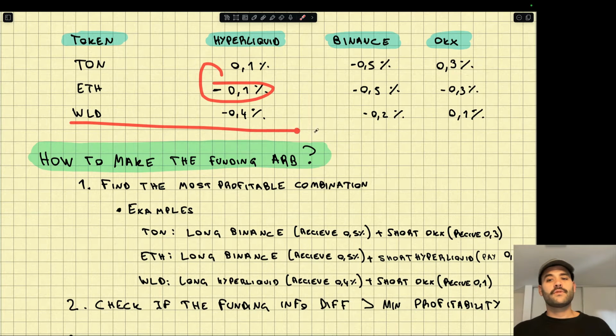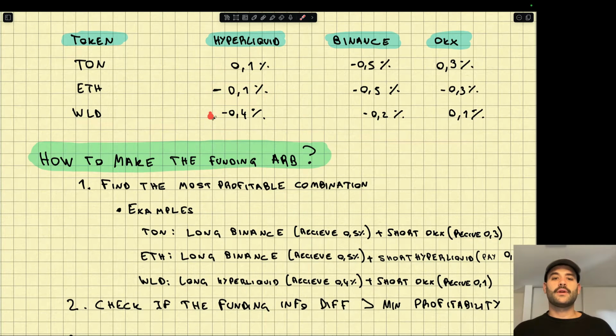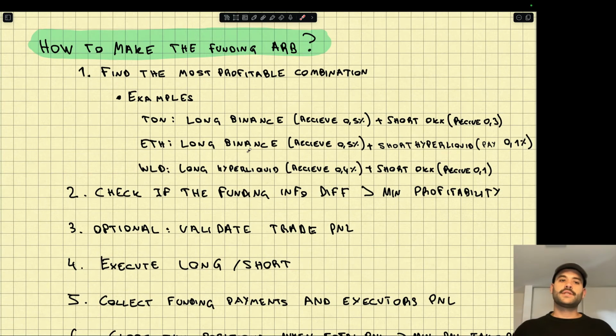In the last one, this one for WorldCoin, in this case we're going to get paid 0.4 to go long here, we receive 0.2 here, and we receive 0.1 for going short in OKX. So in this case, the best path is to go long on Hyperliquid and receive the 0.2, 0.4, and short on OKX and receive 0.1. This exercise will let you understand, once you see funding rates, where is the opportunity and on which side, for example, where do you need to go long and where do you need to go short. So let's continue with the steps.